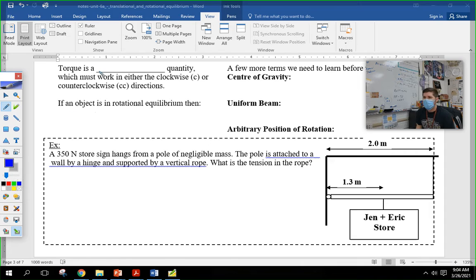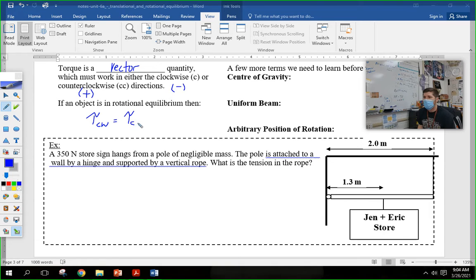You'll notice here at the top, we talked about how torque is a vector quantity, which means the direction matters. Clockwise, as we mentioned, is the negative direction, whereas counterclockwise is positive. If an object is in rotational equilibrium, like this sign here at Jen and Eric's store, the torque clockwise is going to be equal to the torque counterclockwise. In other words, the sum of torque is equal to 0. Everything going in one direction is balanced out by something going the other direction.